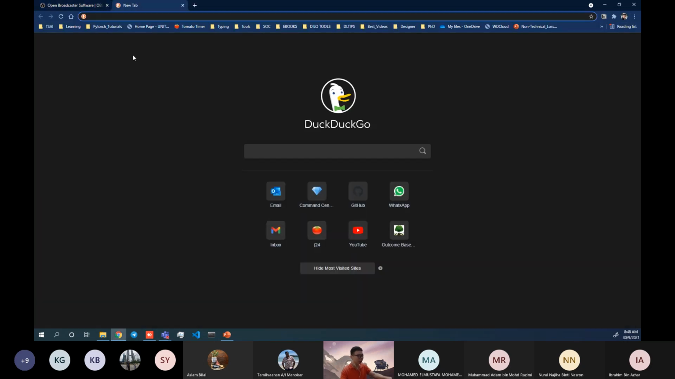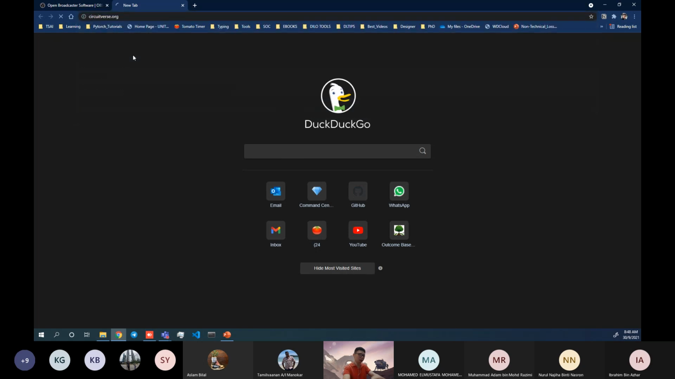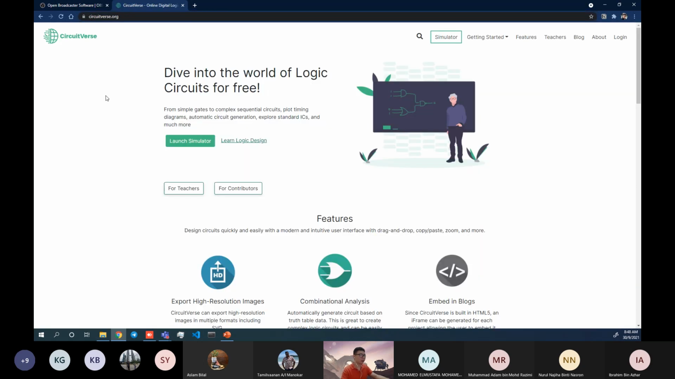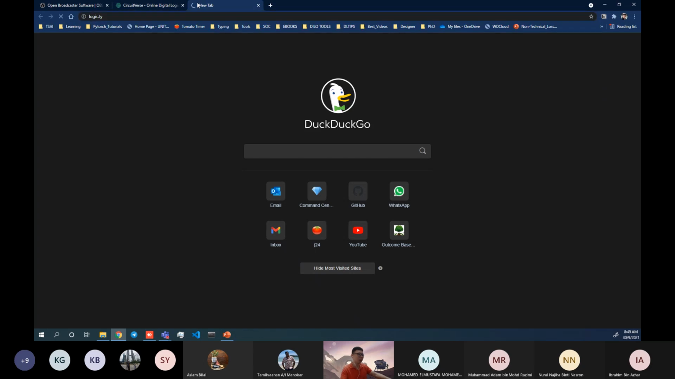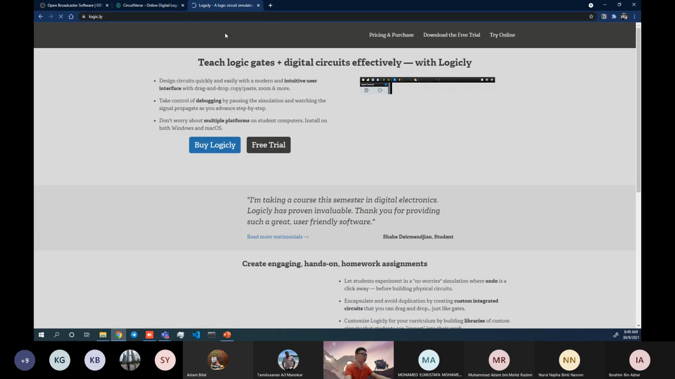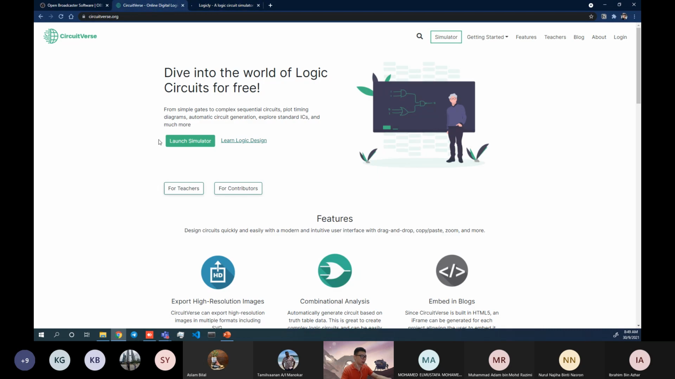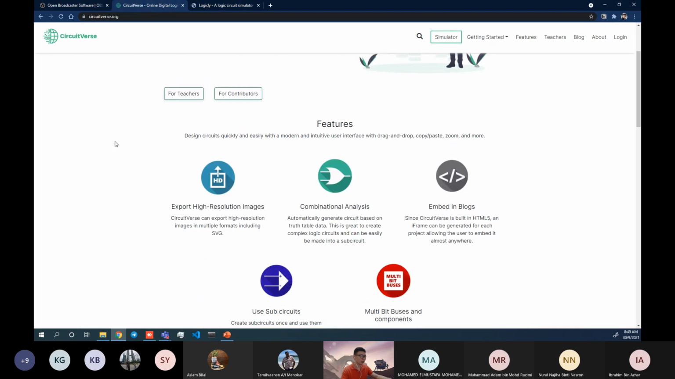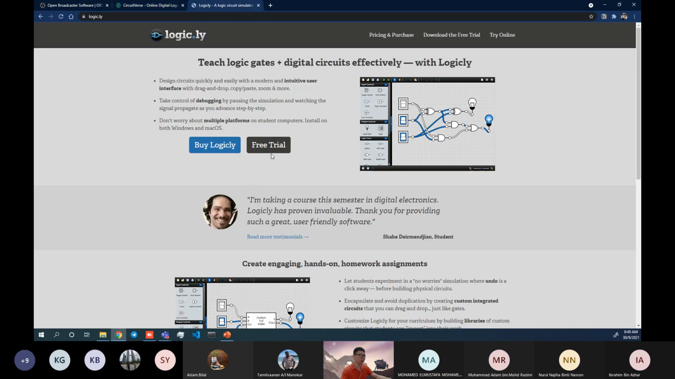The other thing is that once you've got your logic gate done, you can go to Circuitverse, or you can go to logic.ly. Any one of these works. I prefer Circuitverse because it's 100% free. There's no charge or anything. Logic.ly is also free, but you have to do the trial version to get the free version.